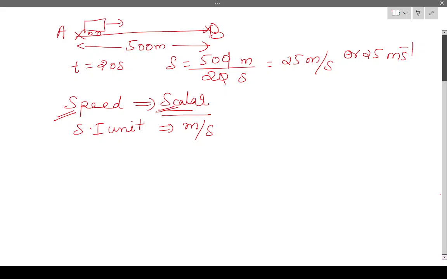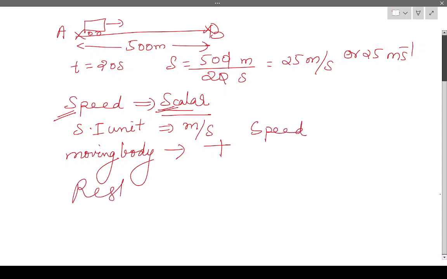Speed for a moving body, what happens to the speed? Speed is always positive. If an object is at rest, what about the speed? The speed is equal to 0.